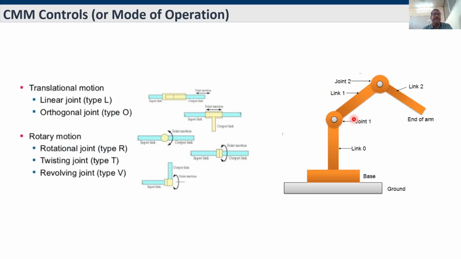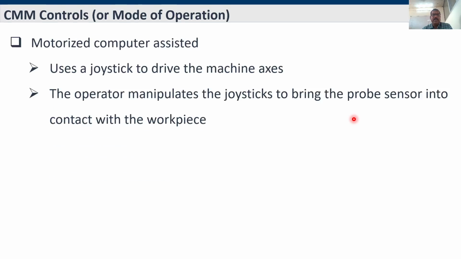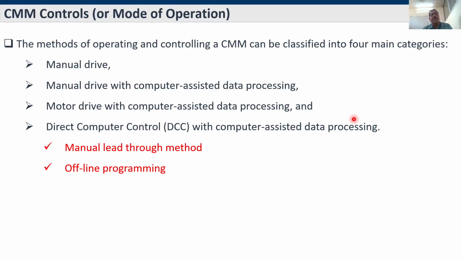Okay. So as I said, these are the four types of mode of operation: manual drive with computer assisted data processing, motor drive with computer assisted data processing, and the final one is direct computer control with computer assisted data processing. Under that, there are the manual lead through method and the offline method. In the manual lead through method, initially you take your CMM arm and travel to each and every position.